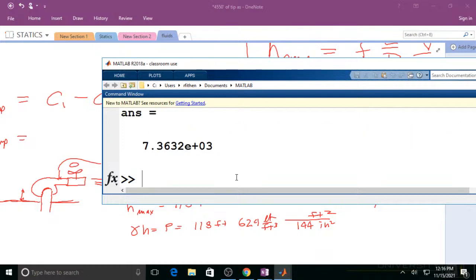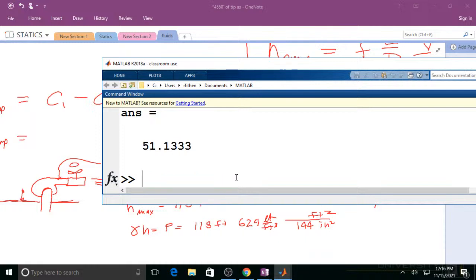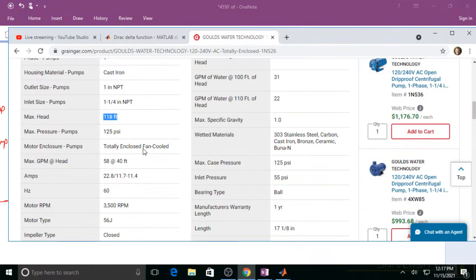62.4. Then you could do that, but that's too large. 144. 51. Now, already you see a problem here. This is the maximum head supply. Now it says maximum pressure pumps. So that is not the same thing as this.